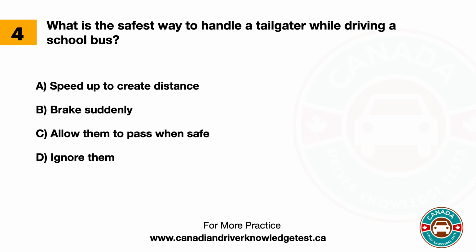Question 4. What is the safest way to handle a tailgater while driving a school bus? A. Speed up to create distance. B. Brake suddenly. C. Allow them to pass when safe. D. Ignore them. The answer is C. Allow them to pass when safe.